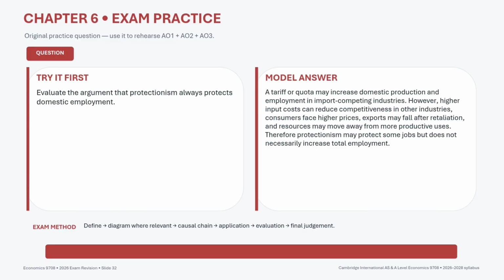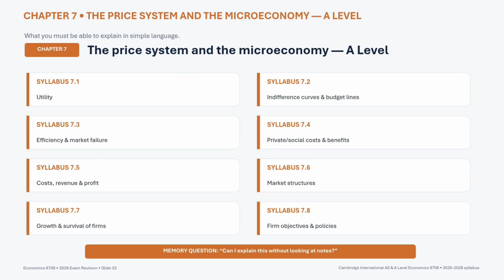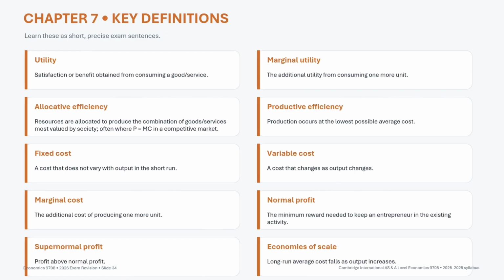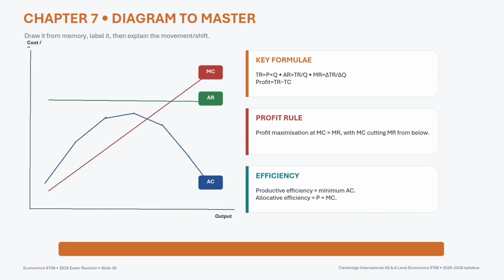Chapter 7 is about the price system and the microeconomy. In this chapter, we concentrate on utility, indifference curves, budget lines, efficiency and market failure, private and social costs, benefits, cost, revenue, profits, market structures, growth, survival of firms, and firms' objectives and policies. You obviously have your key definitions to concentrate on, listed.